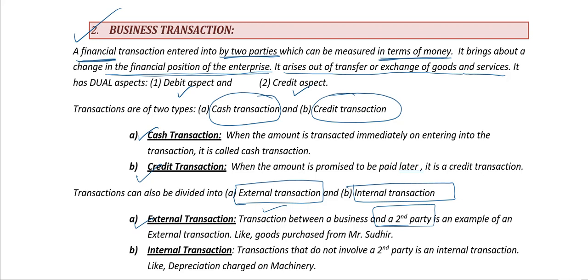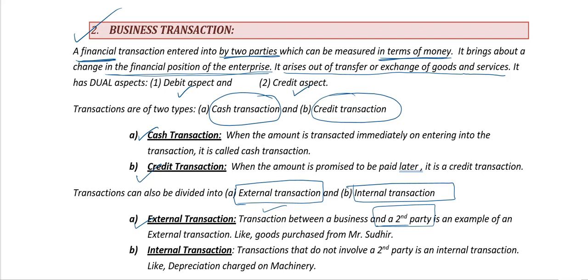For example, depreciation charged on machinery. So the cost of the machinery is divided over its estimated useful life, and that is called depreciation. We learn the meaning of depreciation in greater detail when we come across the depreciation chapter. So if it involves a second party, it is called an external transaction. On the other hand, if it does not involve a second party, it is called an internal transaction.